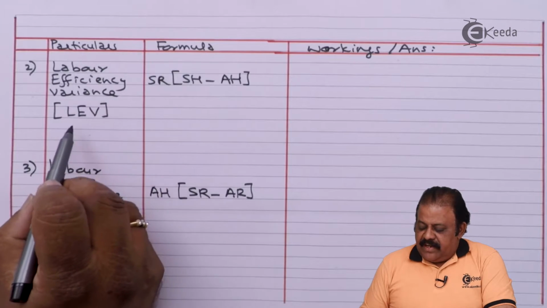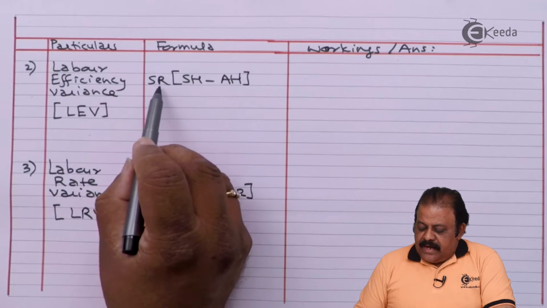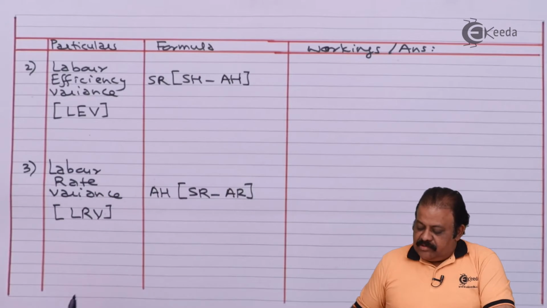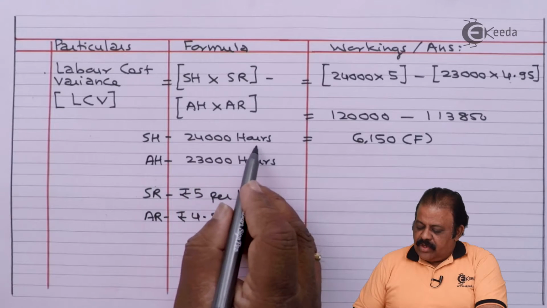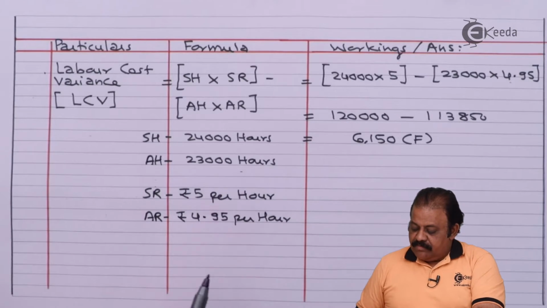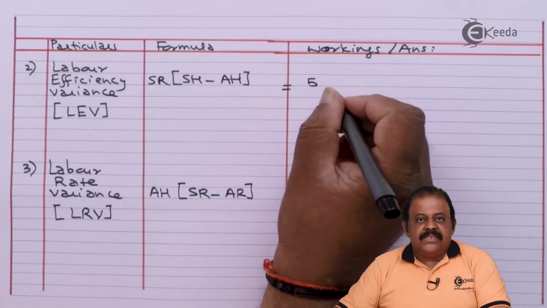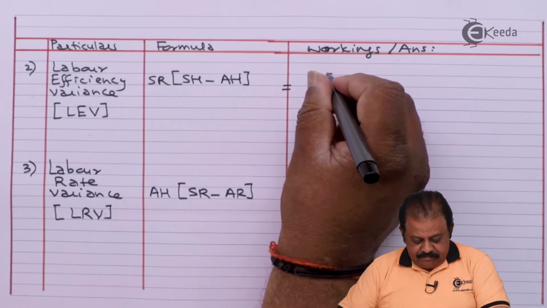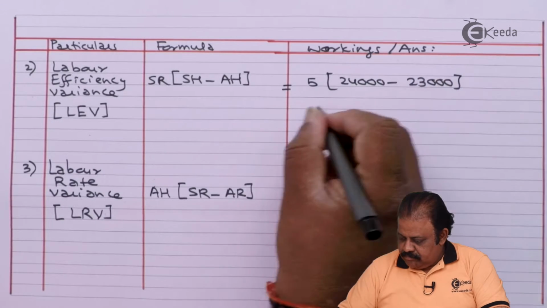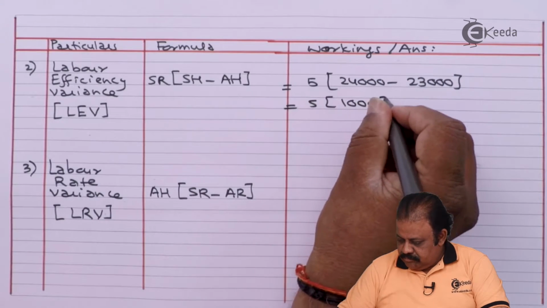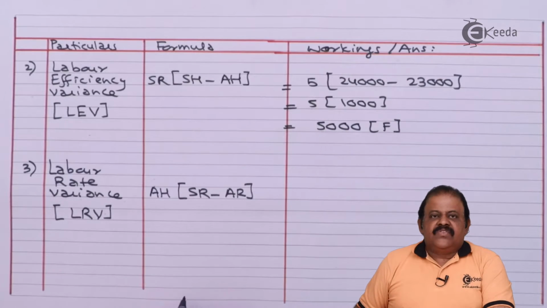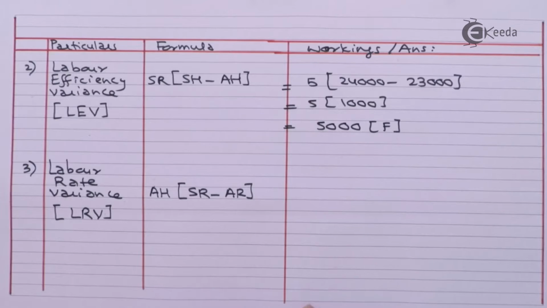Labor efficiency variance is equal to standard rate multiplied by standard hours minus actual hours. Standard hours 24,000, actual hours 23,000. Standard rate 5 rupees per labor hour. It is 5,000 favorable.